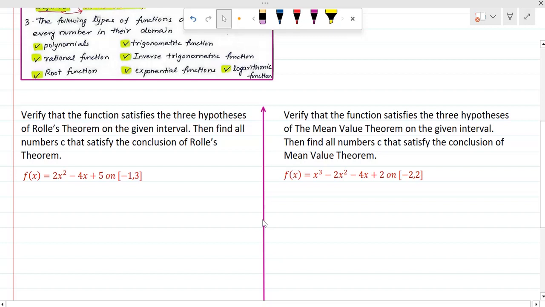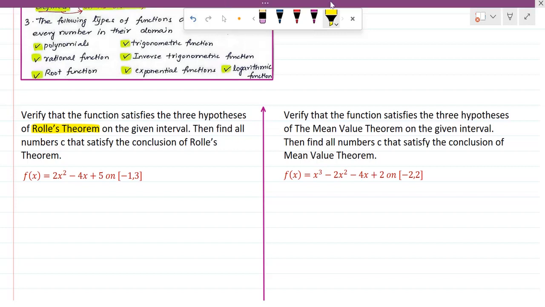So let us start with the first problem. If the question mentions Rolle's theorem, you have to solve it using Rolle's theorem. If nothing is specified, it is your choice: either you can go for Rolle's or the mean value theorem. But in this question it is mentioned, so let us start with this one.